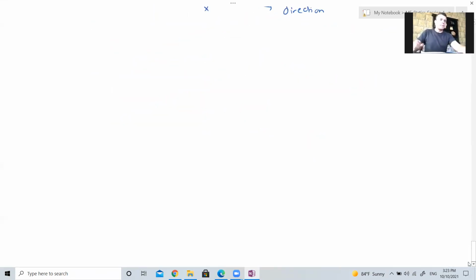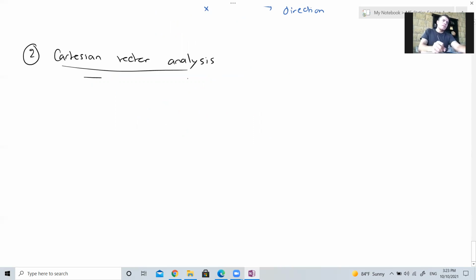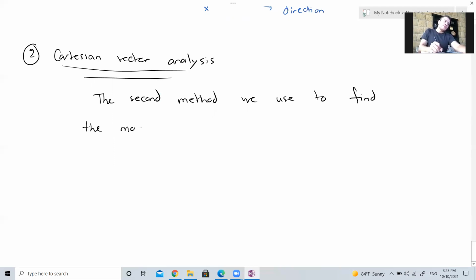Very good. Now let's work with the second method, which is the Cartesian vector analysis. This is the second method we use to find the magnitude and direction of a resultant force.